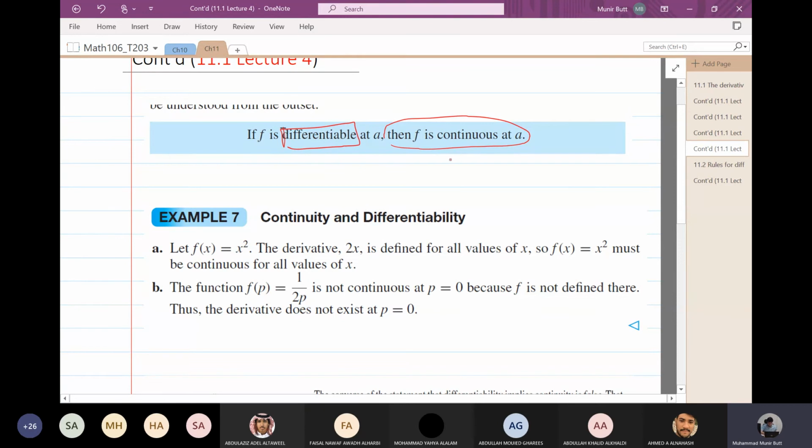The function must be defined at that point, number one, so the limit exists, and the third was that the limit must be equal to the function value at that point. So these were the continuity conditions, 1, 2 and 3. And what is in differentiability?